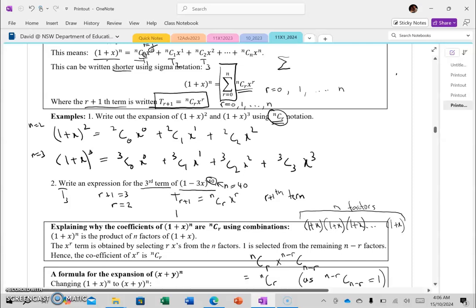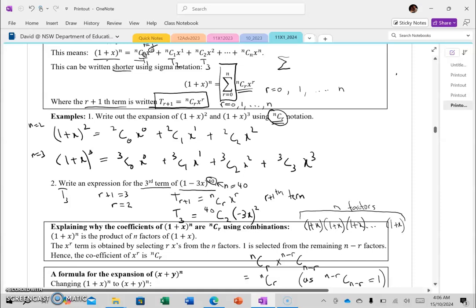If I want to get the third term, that would be T sub 3. Okay, so let's substitute in. If n equals 40, we're going to have 40, and then it's going to be C R. R is 2. Now, instead of writing x, we're going to be careful here because it needs to be in the form 1 plus x. So I'm actually going to change that x to negative 3x. So it's going to be negative 3x, and to the power of r, and here r is 2.